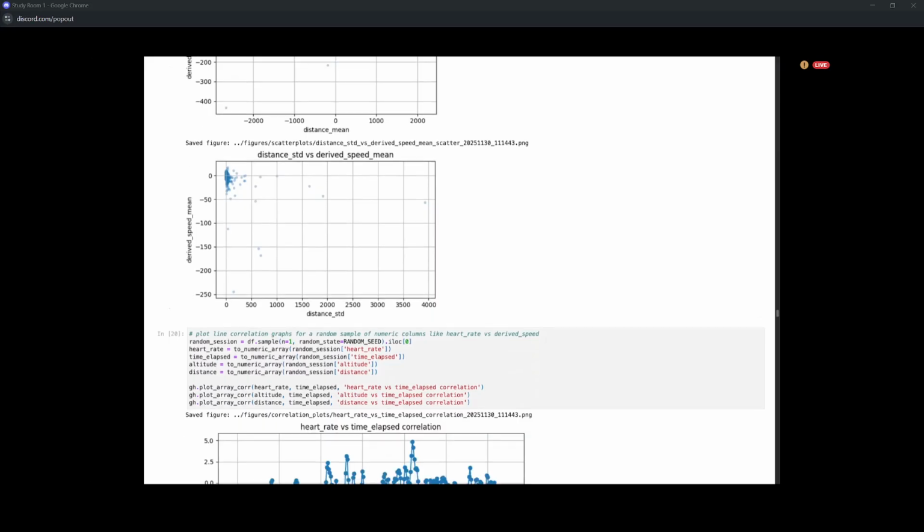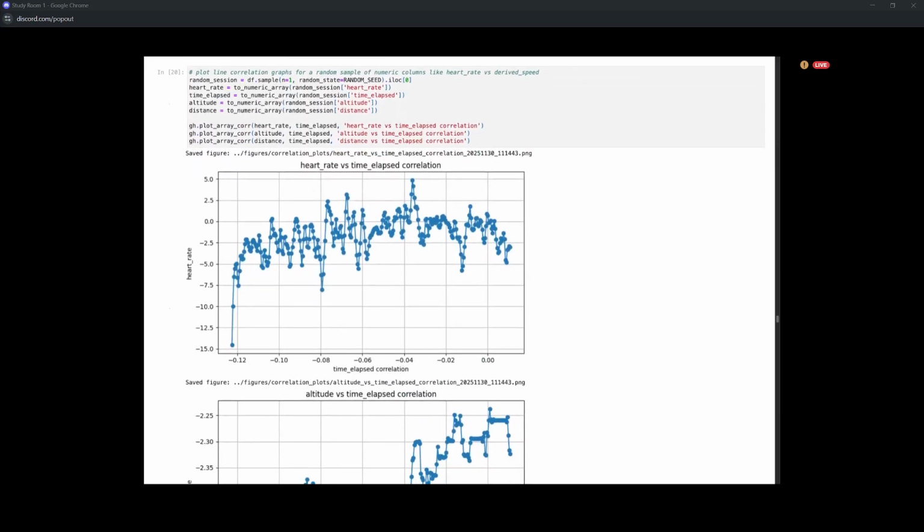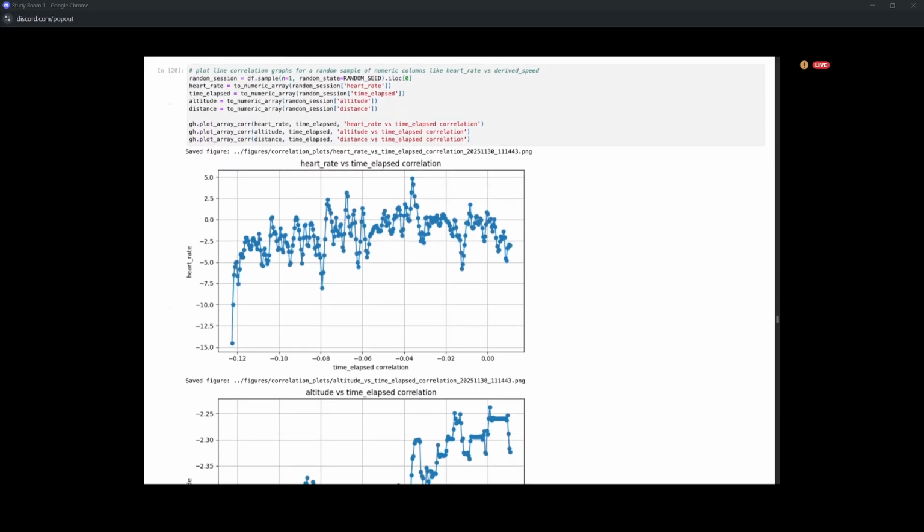And then the last set of plots we created were these plot line correlation graphs to better understand what the original structure of this data set was. For each workout session, a time series is collected for variables such as heart rate, altitude, and derived speed or distance. And so for a single workout session, we decided to plot these time series for each of these variables just to get an understanding of what the data looks like.